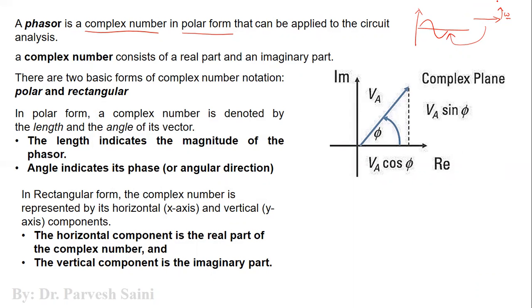Now this is a representation: if you have an AC quantity, it can be represented with the help of a phasor. So this is a representation basically. In this particular lecture, we will see what is another method of representing the phasor or the alternating quantities.